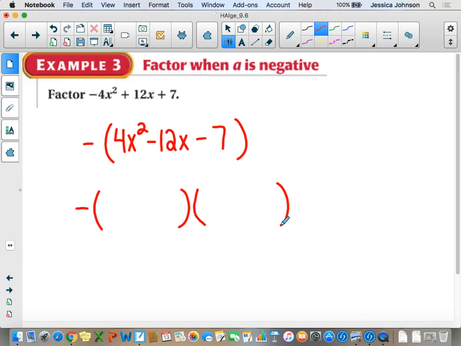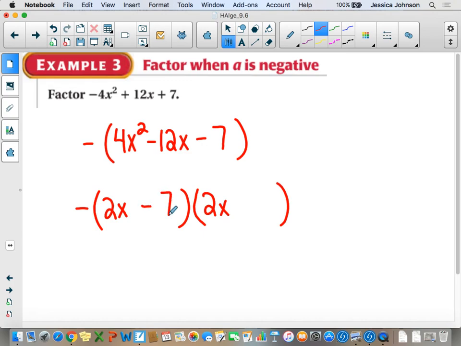That's either 4x and x or 2x and 2x. Okay, so this is just kind of a guessing game. Let's say I want to try 2x times 2x, which is going to give me 4x squared. Well, the only way to get 7 would be 7 and 1, and it's negative, so it'd have to be negative 7 and negative 1. So let's see if that works.